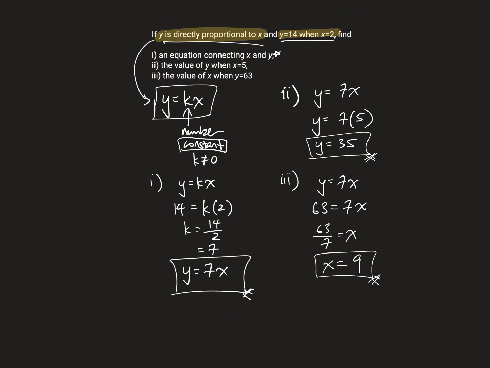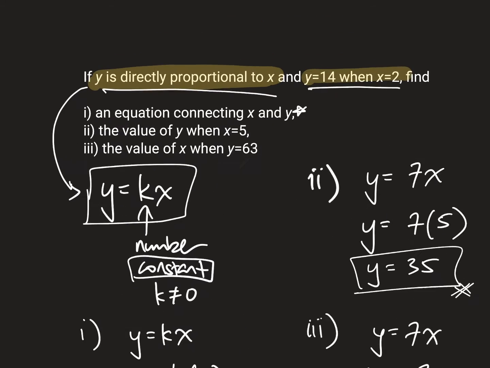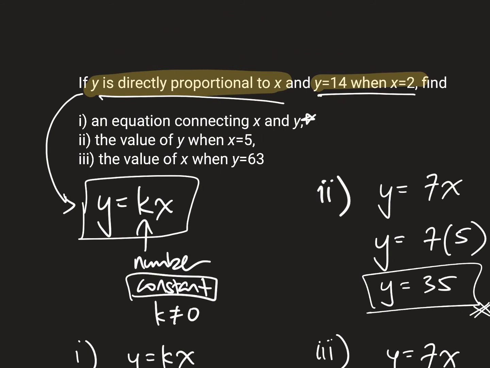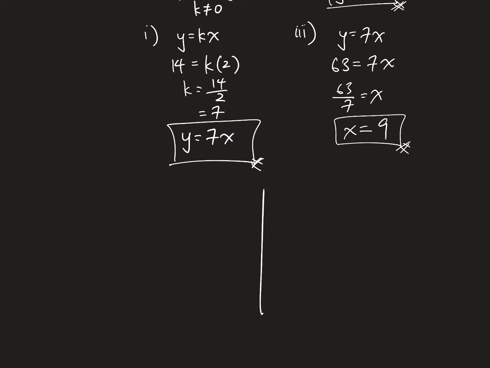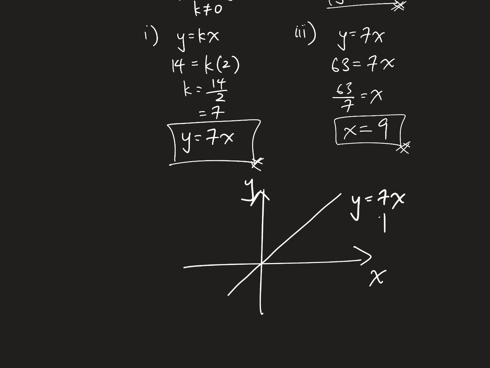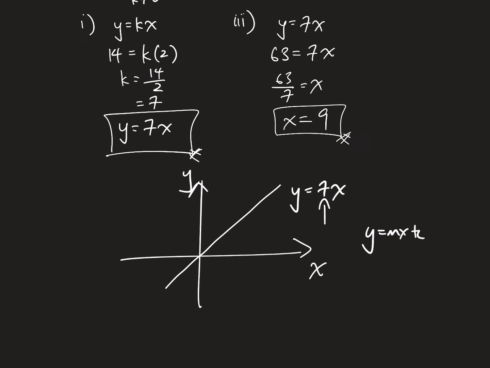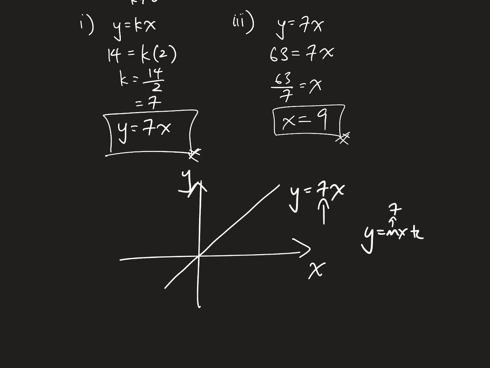Yep, and just as a little extension, you can see that the relationship when y is directly proportional to x, when we say it's y equals 7x, that actually gives me a graph that looks something like this. y equals 7x, and the gradient is 7. You can also think of this as y equals mx plus c, but in this case m is 7 and c is 0. That's why it's a straight line. And so this graph actually shows direct proportionality.